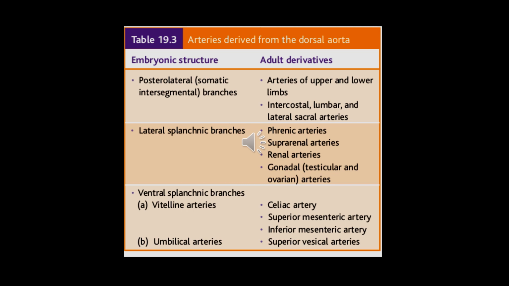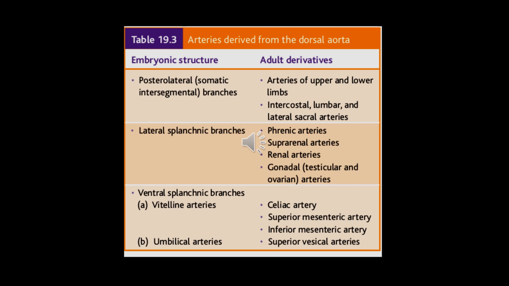So somatic intersegmental arteries come from the posterolateral part of the dorsal aorta. Coming from them will be the arteries of the upper and lower limbs, and then the intercostals coming to the thorax. Then you come to the abdomen, it will be the lumbar arteries, and come down still, the lateral sacral arteries. So they are all supplying the somatic branches. Coming to the splanchnic, which means viscera, they also are the lateral branches.